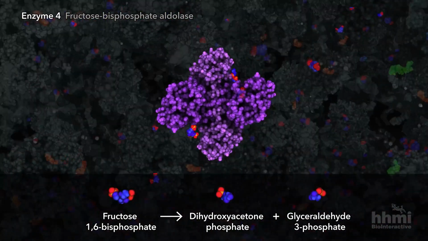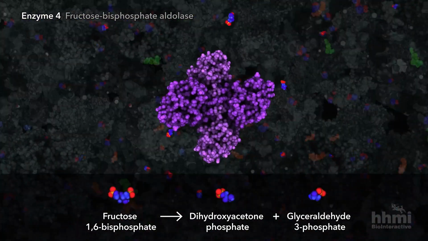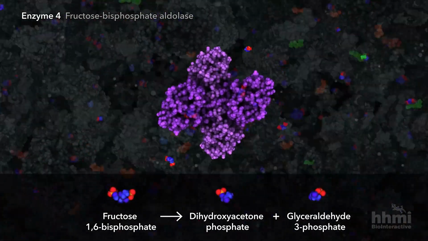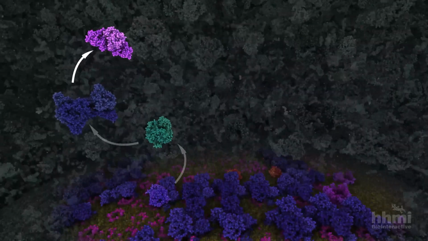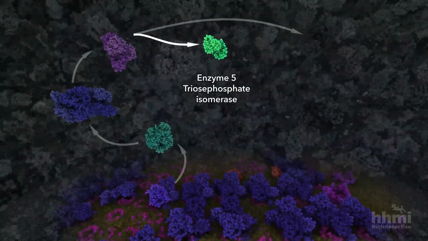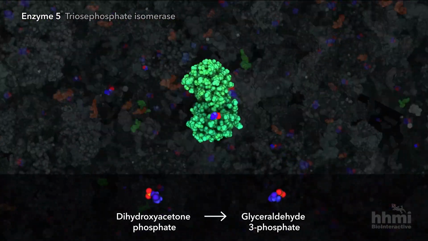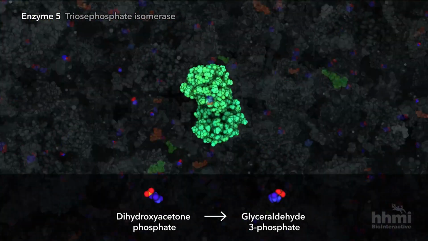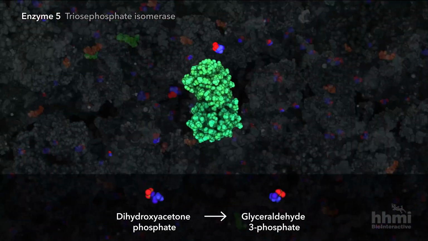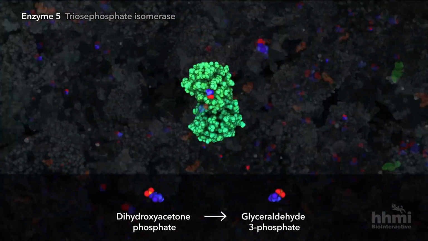The sugar products are isomers of each other, but only glyceraldehyde 3-phosphate is ready to continue with glycolysis. The sugar isomer, dihydroxyacetone phosphate, must first be converted through isomerization before continuing to the 6th enzyme.